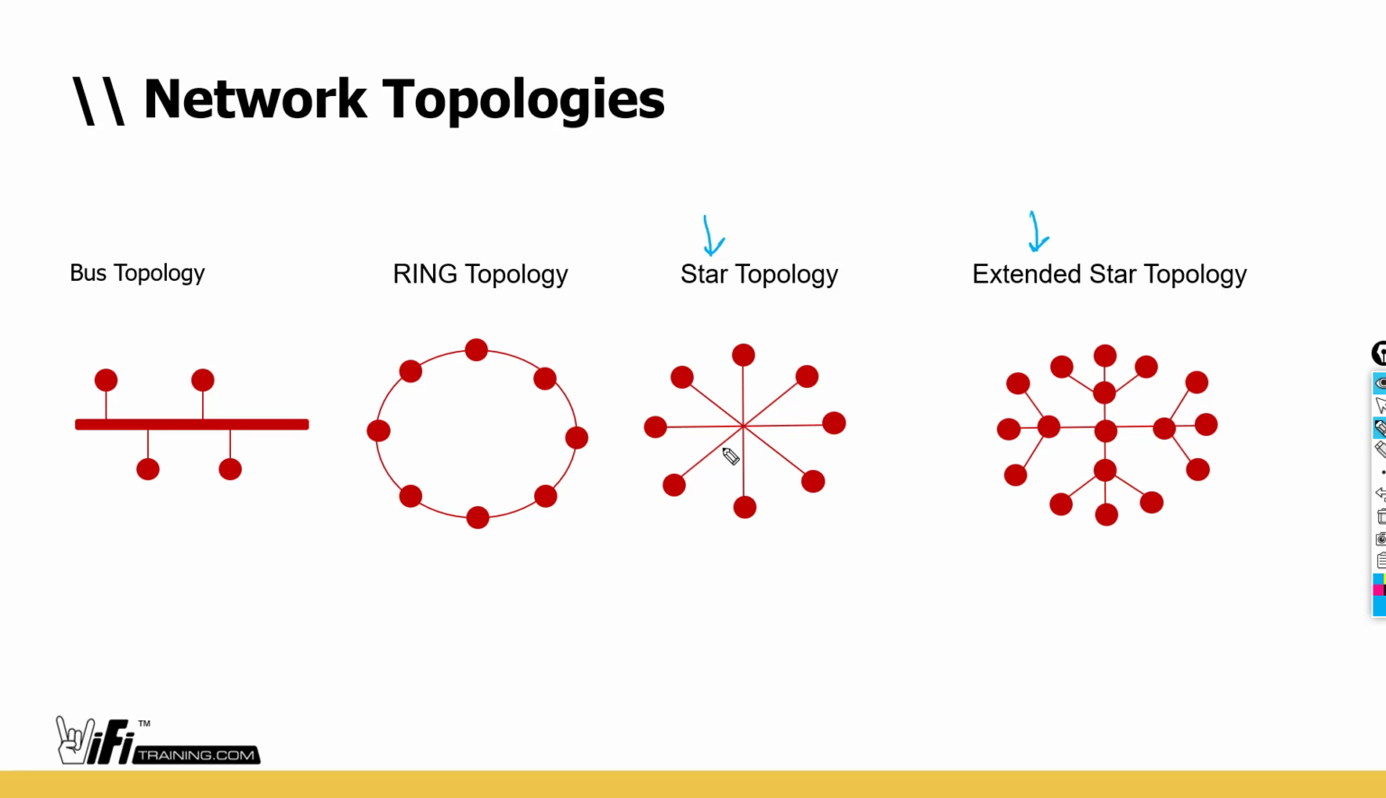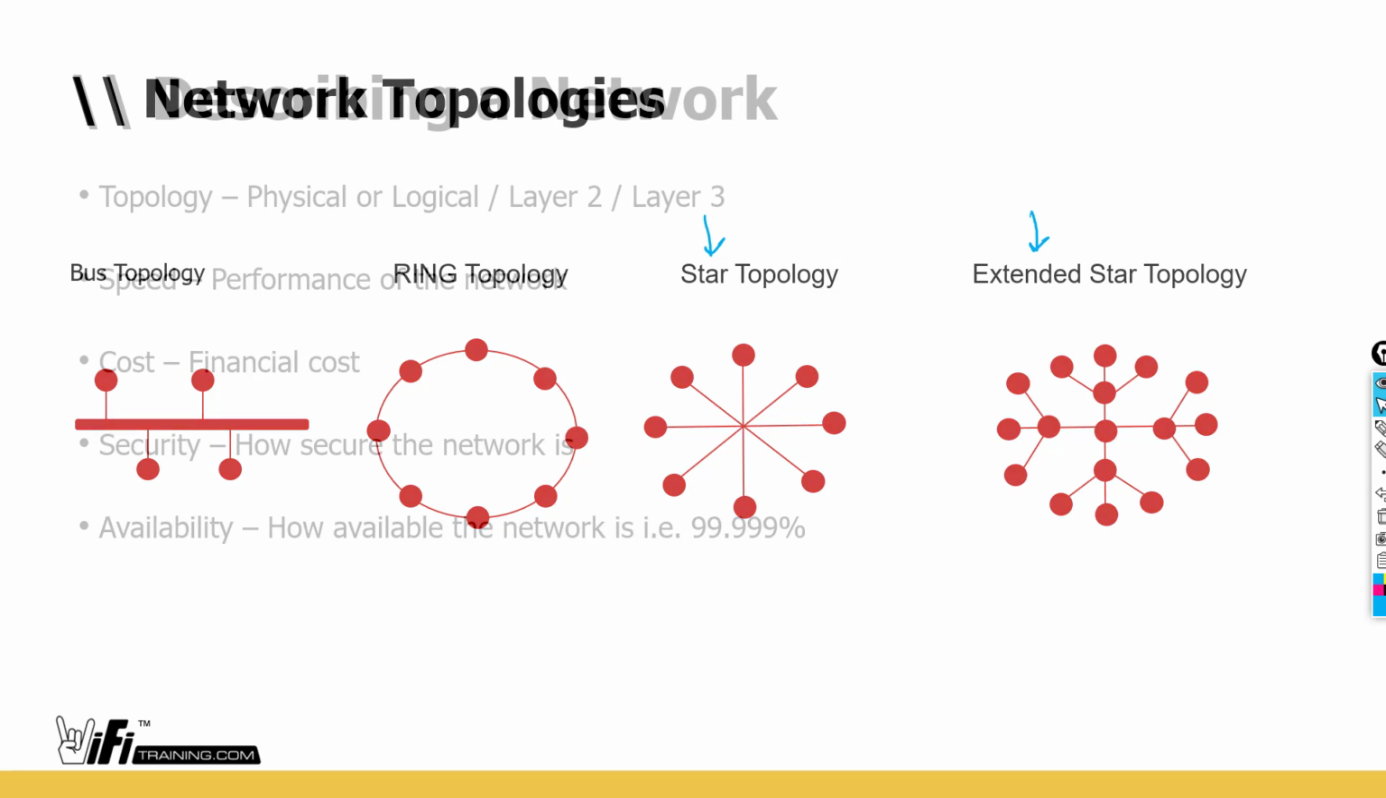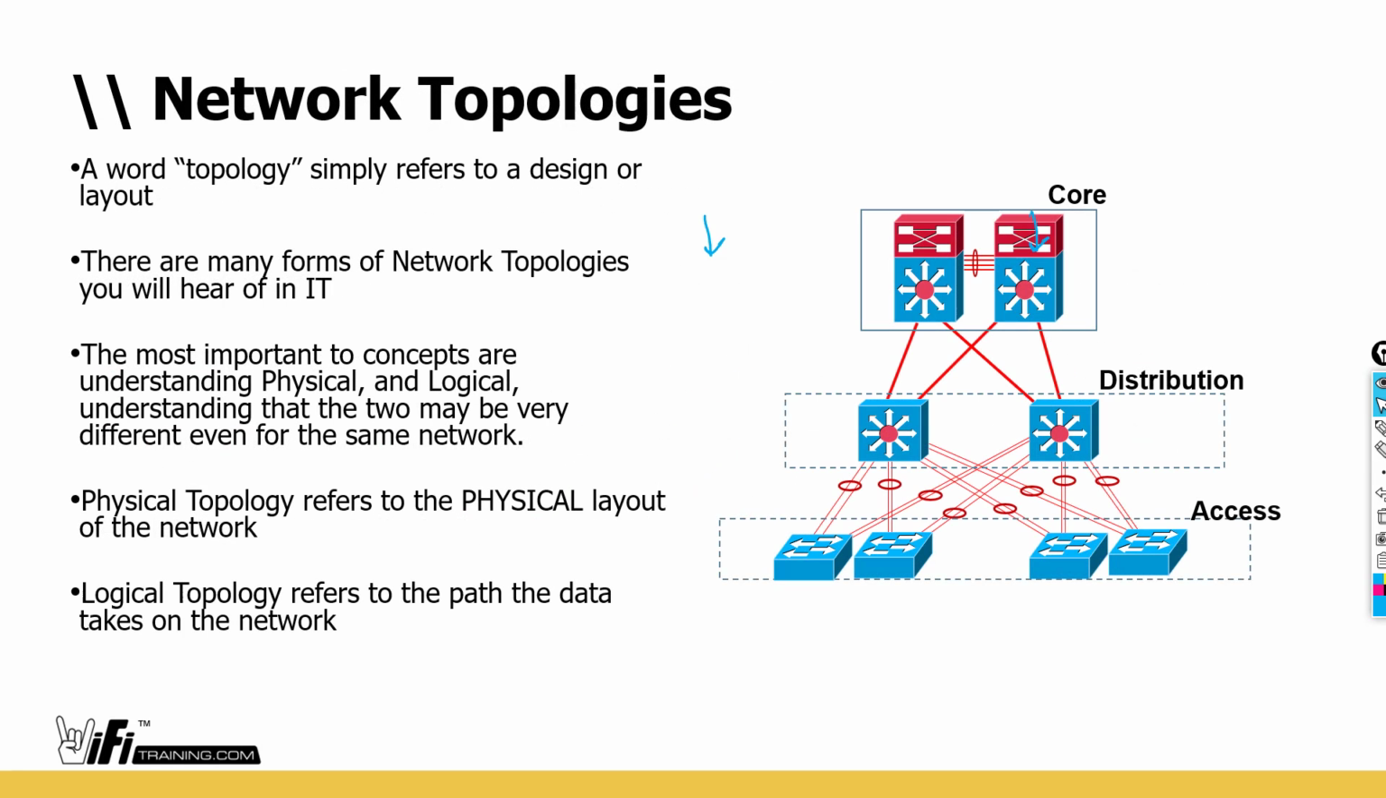In fact, the previous network we looked at, let's see where that was here, was making use of that extended star topology. Now, they don't always look like those physical shapes, right? But that's what's going on. So if you look, this is a campus access switched design, by the way. And this is that extended star topology.